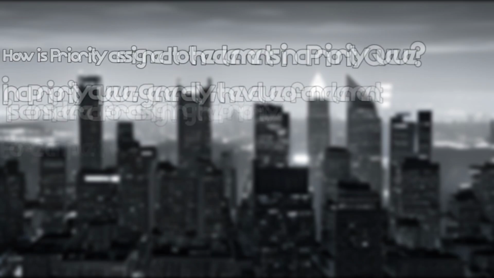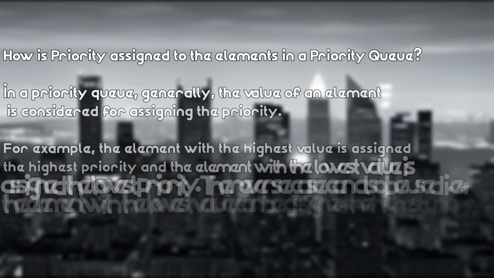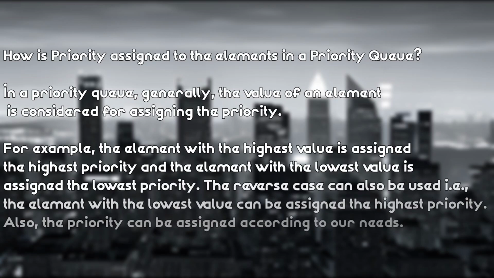How is priority assigned to the elements in a priority queue? Generally, the value of an element is considered for assigning the priority. For example, the element with the highest value is assigned the highest priority and the element with the lowest value is assigned the lowest priority. The reverse case can also be used, i.e., the element with the lowest value can be assigned the highest priority. Also, the priority can be assigned according to our needs.